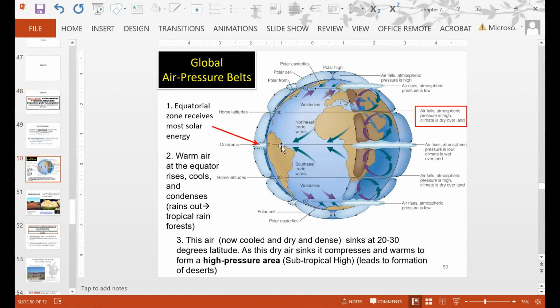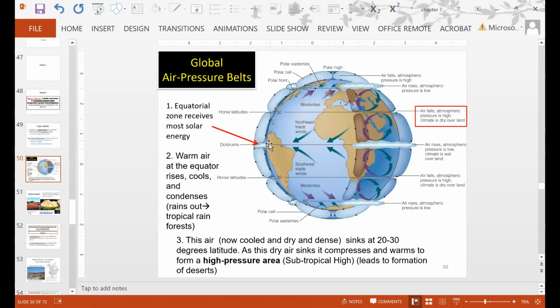And we talked about this earlier, but again, here is your equatorial region that receives your highest amounts of solar energy. And then the warm air is going to rise. Here are some arrows. These are the Hadley cell convection cells that we talked about earlier. So the warm air rises, you have cooling of the air, condensation of the moisture, and rain. So you get your rain in the tropical rainforests.